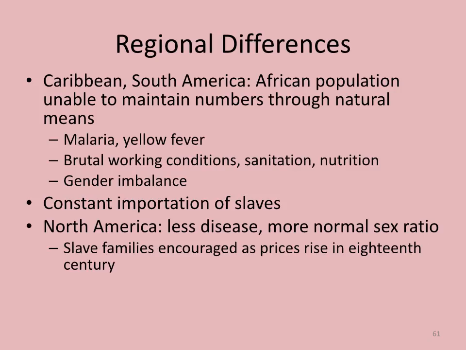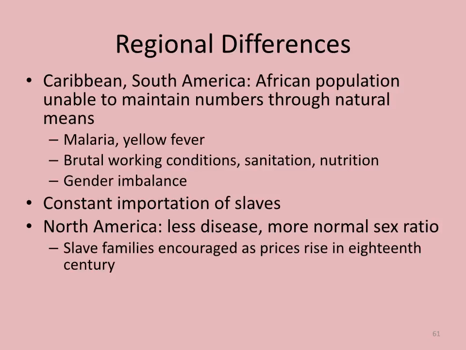Now, the regional differences, the Caribbean to South America: Africans are unable to maintain numbers through natural means due to malaria, yellow fever, brutal working conditions. I mean, these slaves are getting killed off every single day. Poor nutrition, poor sanitation, and a complete gender imbalance. We're going to see the need for constant importation of slaves because sugar plantations are such hard work.